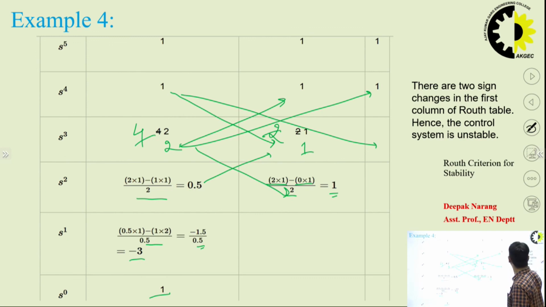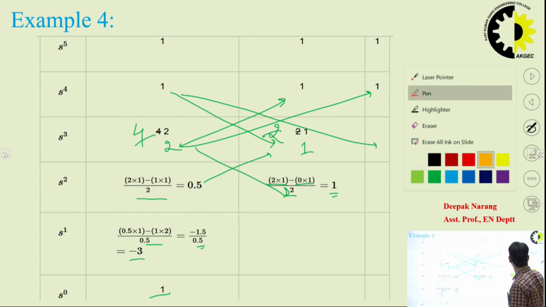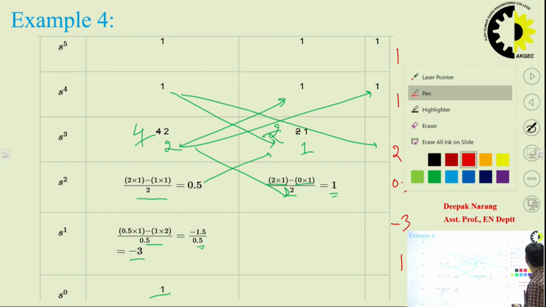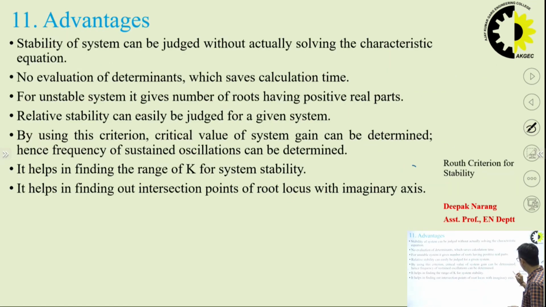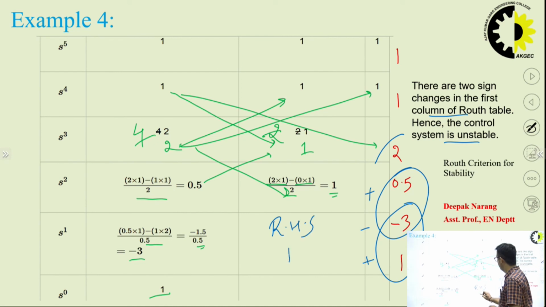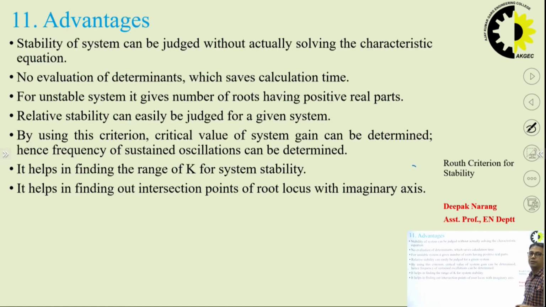Now we can see here our elements of the first column are 1, 1, 2, 0.5, -3 and 1. Again, sign change is occurring 2 times. One is here and the second is here: plus 2 to minus, then minus 3 to plus. So this system is again unstable, and the roots lying on the right hand side are 2. So these were 2 special cases associated with the Routh array.